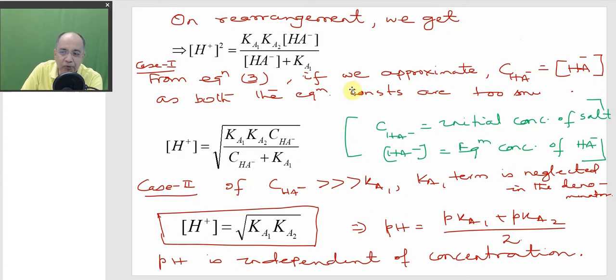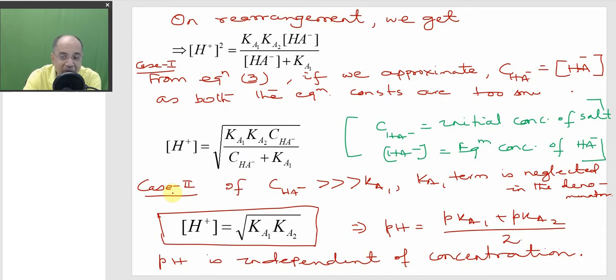This is case 1. If you approximate the initial salt concentration as HA minus, the equilibrium concentration, as both the equilibrium constants are too small, so in that case, this H plus, I'm just writing in place of HA minus, I'm writing CHA minus. That's it. No change. No cancellation. Nothing. So in place of these two, I write CHA minus, okay?